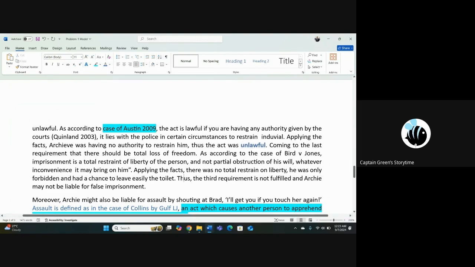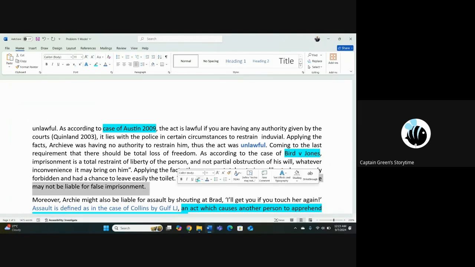Coming to the last requirement, that there should be total loss of freedom, because according to the case of Bird versus Jones, an important case to be noted again and again, it is tested by the examiners. Imprisonment is a total restraint of liberty of that person, and not a partial obstruction of his will, whatever inconvenience it may bring on him. Implying the fact there was no total restraint on liberty, he was only forbidden and had a chance to leave the toilet easily. Thus, the third requirement is not fulfilled, and Aki might not be liable for false imprisonment.